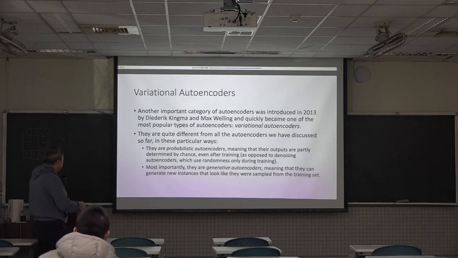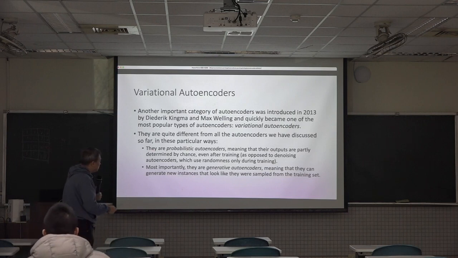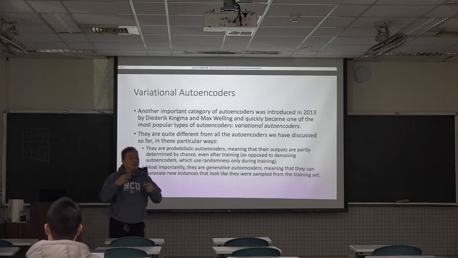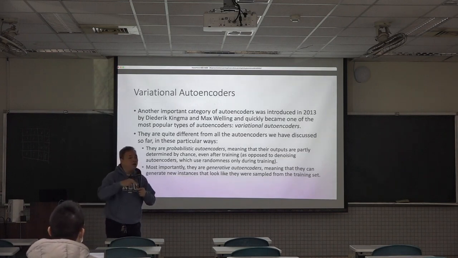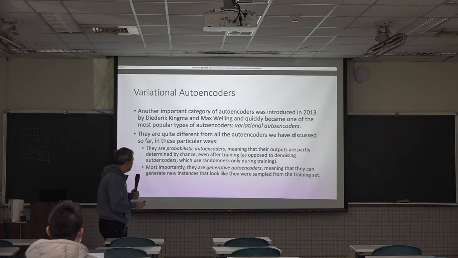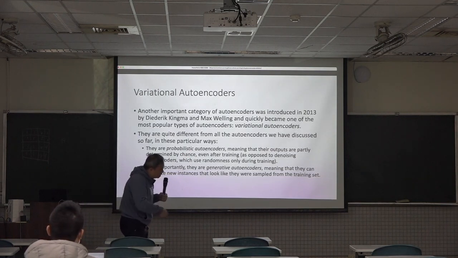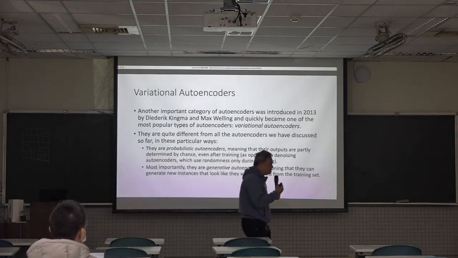The first one is that they are probabilistic autoencoders. What do we mean by probabilistic autoencoder? It means that the output is partly determined by chance. So the same input may result in different outputs. But we know that in the previous autoencoder models, the same input always gives you the same output.